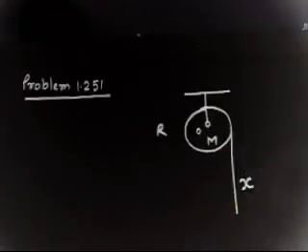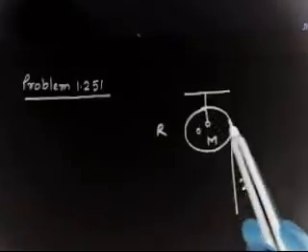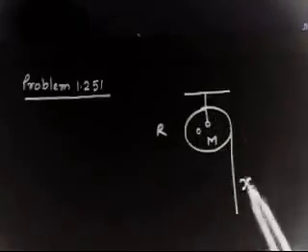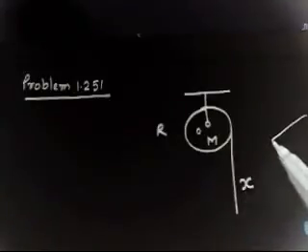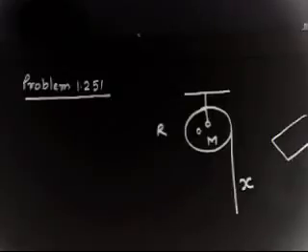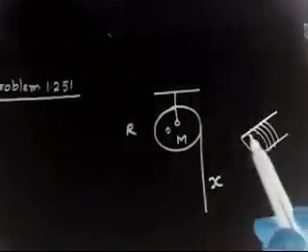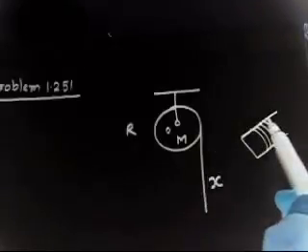A thin cord of length L and mass m is bound on the cylinder in a single layer. So there is a cord that is bound over this, and length of this cord is L, and this is bound in a single layer. This means I cannot have one layer over the other layer, over the third layer, over the fourth layer. That is not the case. It is a single layer.